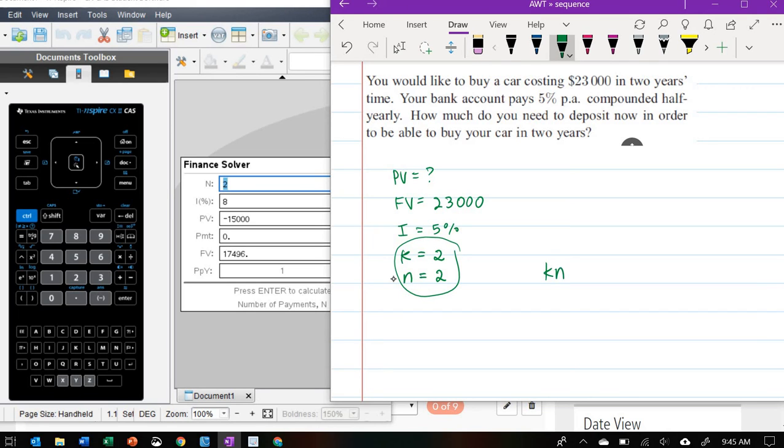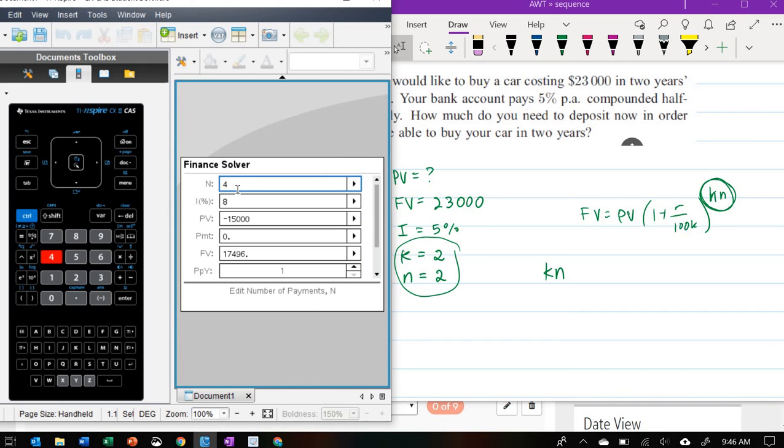Remember that our equation is FV equals PV times 1 plus R over 100K, to the power KN. So this is the same as N on our app. So we need to multiply those together. Okay, so what would KN be? KN would be 4. So we can go ahead and put 4 there.